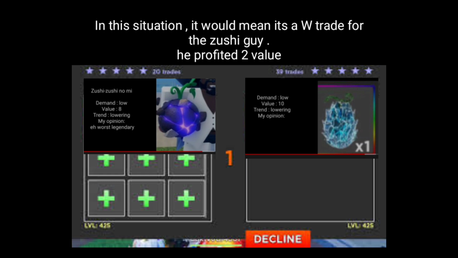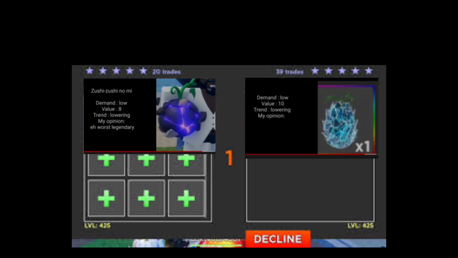Let's pretend someone is doing this trade. In this situation, it would mean it's a win trade for the sushi guy. He profited 2 value. Now that that topic is covered, let's continue to the next topic.